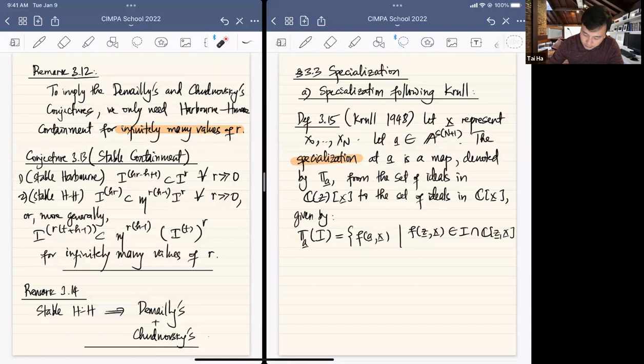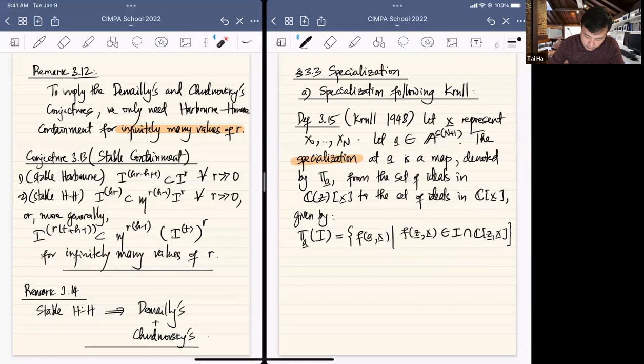So substitute A for Z, right? So this is the precise definition of specialization. And maybe I'll give you an example.